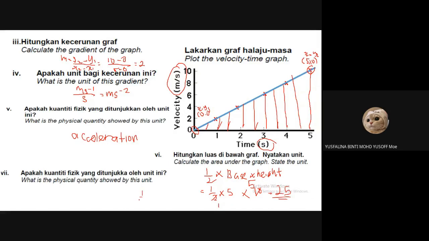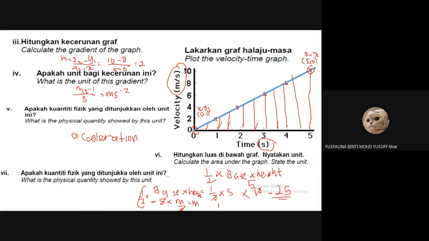Half is a constant, so it doesn't have any unit. You can ignore it because it's just a number. So we just ignore the 1 over 2. What we want is only the base times the height. The unit for base is s, and the unit for height is m over s, correct? So I just cut it off, so only meter is left.